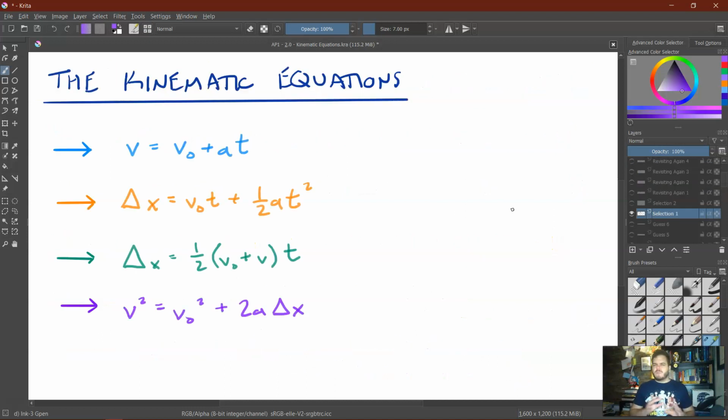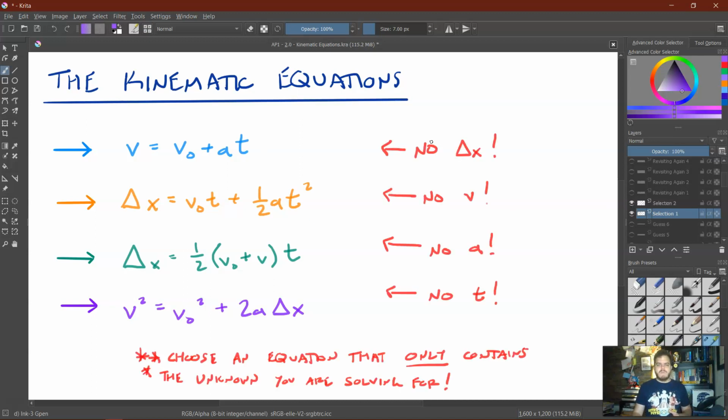Now, probably the step that causes most people to pause a little bit is, well, which of the 4 kinematic equations do I use? And what I want you to recognize is that if we look at these 4 equations, all of them are missing one of those variables, either displacement, final velocity, acceleration, or time. All of them contain initial velocity, but of those 4 variables, each equation is missing one. And you want to choose the equation that only contains one unknown, that is specifically the unknown you want.